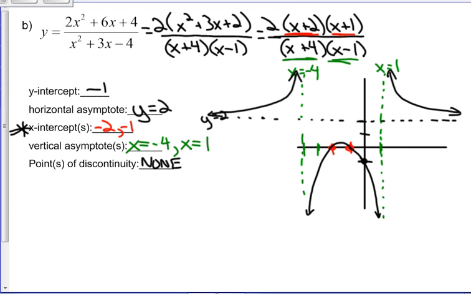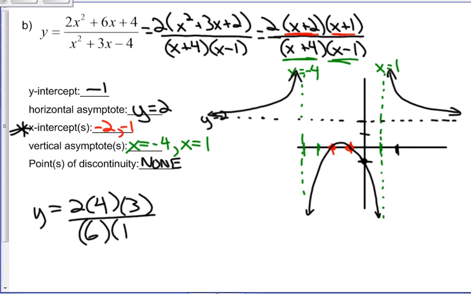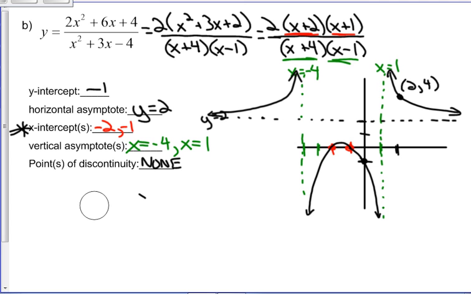Now, if you're really not sure, you can always put in a test point. So if you wanted to find out what's happening where x is equal to 2, well, that's no problem. You just put 2 into the original function, maybe into its factored form, because that would be a little easier. Okay, and we'd have 6 times 1. That would give us 24 over 6, or 4. The point (2, 4) is on the graph, so clearly it's up in this upper portion, if you couldn't reason it out. Okay, so that's a test point if you're in doubt. Same thing, you could do it at x equals -5.